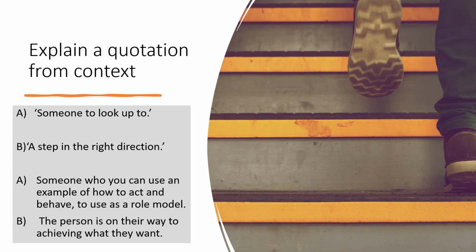So I've put my answer there. And A is someone who you can use as an example of how to act and behave, to use as a role model. And then for B, a step in the right direction. So you're just trying to explain what that really means.